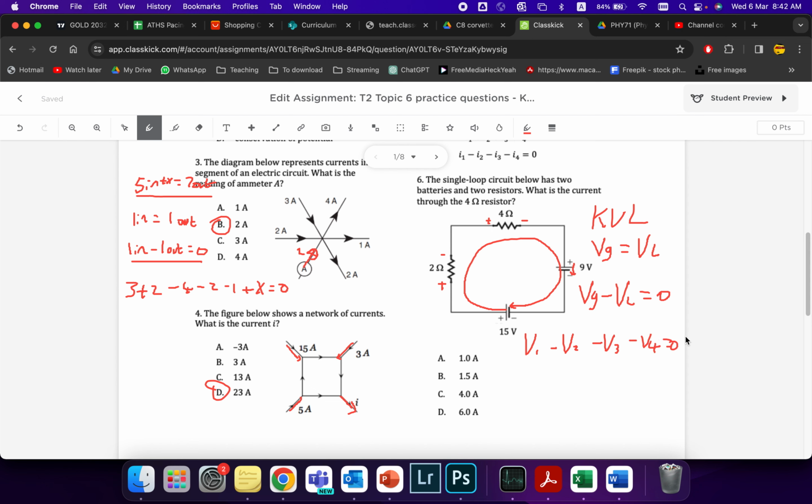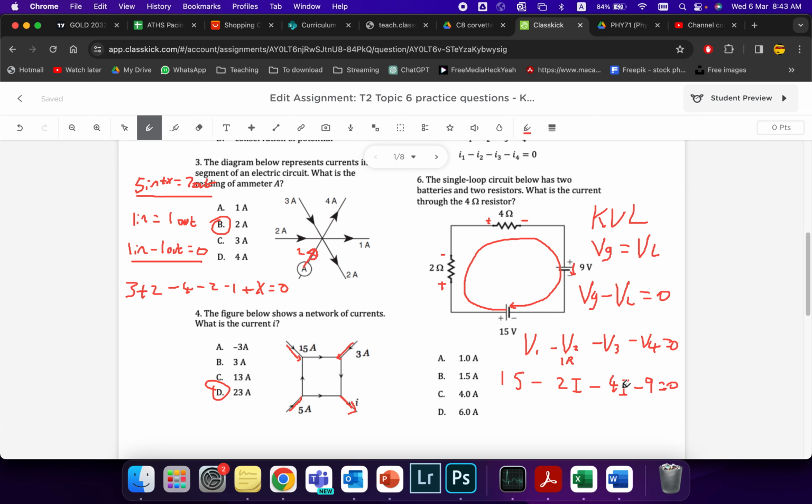I will substitute IR wherever I cannot find it, and then solve for I. Essentially, that's the plan. So starting from here, 15 minus, I have 2, so I times 2 because IR. I don't want to have to keep writing it, so I'm going to write 2I. It's the same current, by the way, because it's a series circuit. Minus V3, this is 4 times I, IR. 4 times I. It's the same current. Minus 9 equals 0.